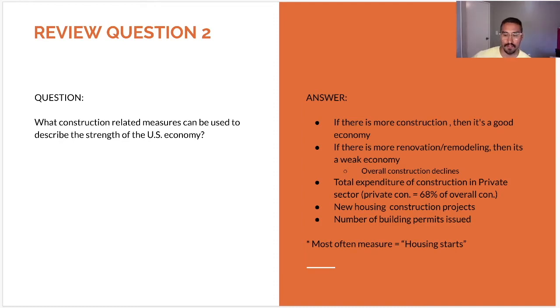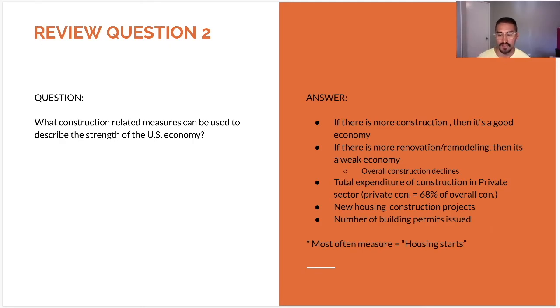We can also look at the total expenditure of construction in the private sector. The private sector makes 68% of overall construction, which means that if construction is up in the private sector, most likely the economy is doing well. But the best measure is looking at new housing construction projects because developers are more likely to develop new houses if they know that the economy is doing well because they'll know that more people are likely to buy houses. And if the economy is not doing so well, they won't build more houses because they know that chances are people won't buy new houses in a bad economy because they're more likely to save their money than spend.